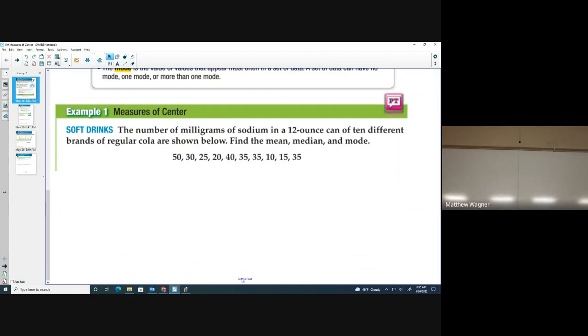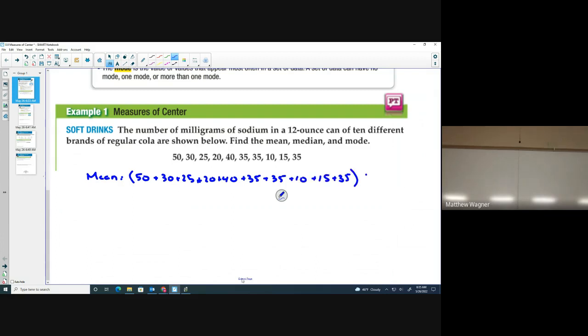All right. So we're going to take a look at this first situation. This one we are going to do by hand just because I'm a big jerk. But the mean's probably the easiest. All we're going to do is add up all of these: 50, 30, 25, 20, 40, 35, 35, 10, 15, and 35. So we add up all those entries and we divide by 10. We wind up with a mean of 29.5.